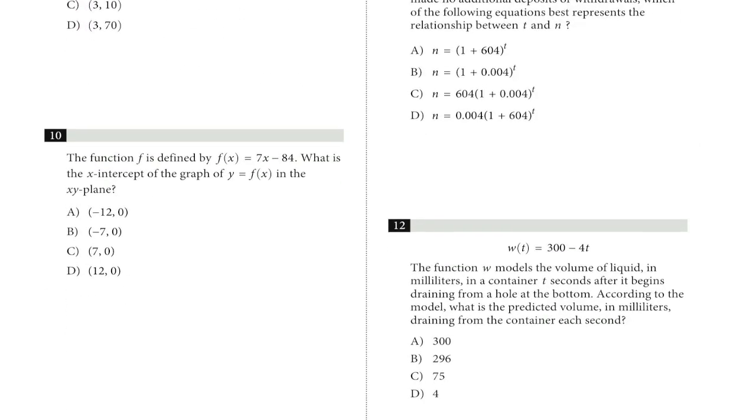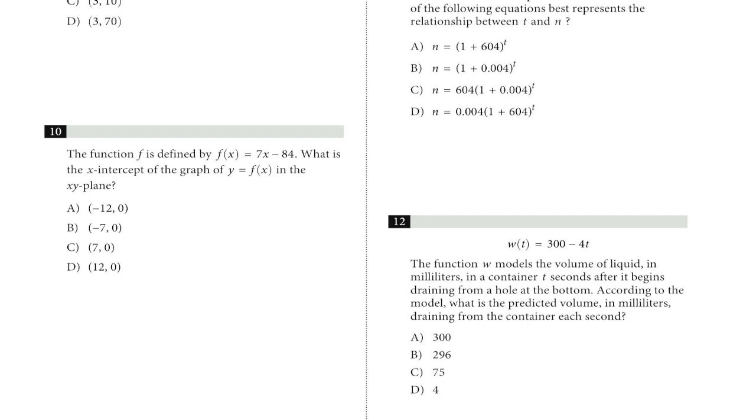So number 10. The function f is defined by f of x equals 7x minus 84. What is the x-intercept of the graph of y equals f of x in the xy plane? So by them saying x-intercept, they're saying that y equals 0. And just remember, they told us here that y is equal to f of x. So that means we could think of it as f of x equals 0. So wherever we see f of x, we can substitute in 0.